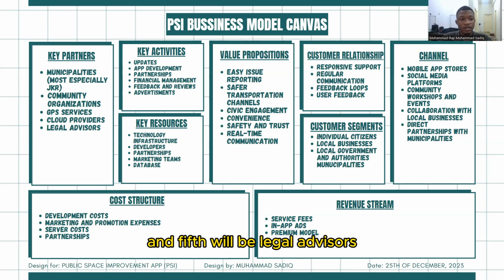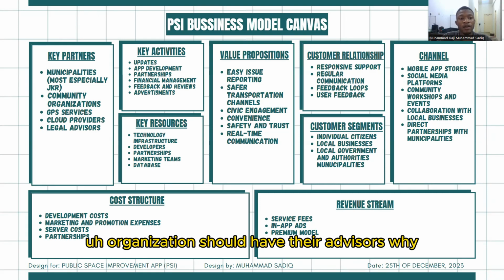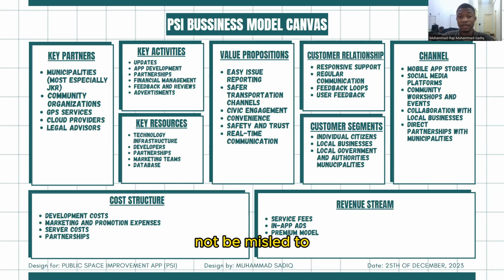And fifth will be legal advisors. So legal advisors because each and any organization should have their advisors. Why? So that they will not be misled, to guide them through difficult processes. So now to the key activities.